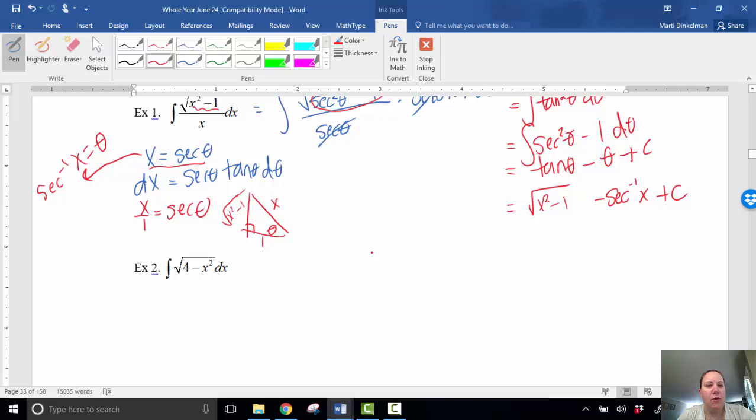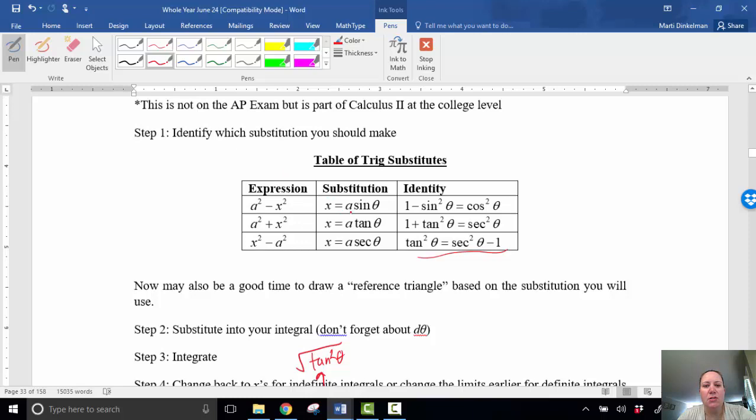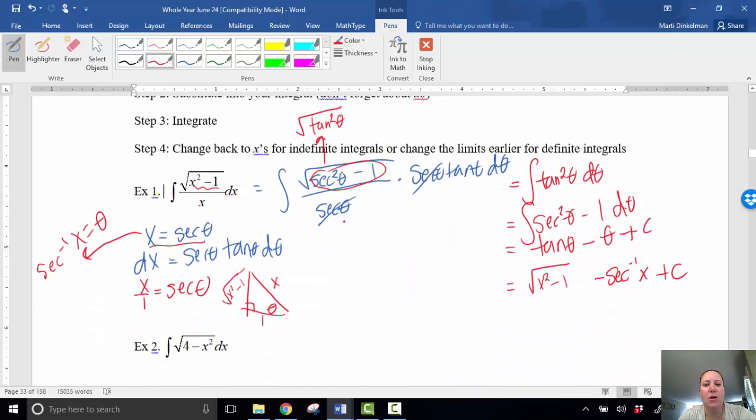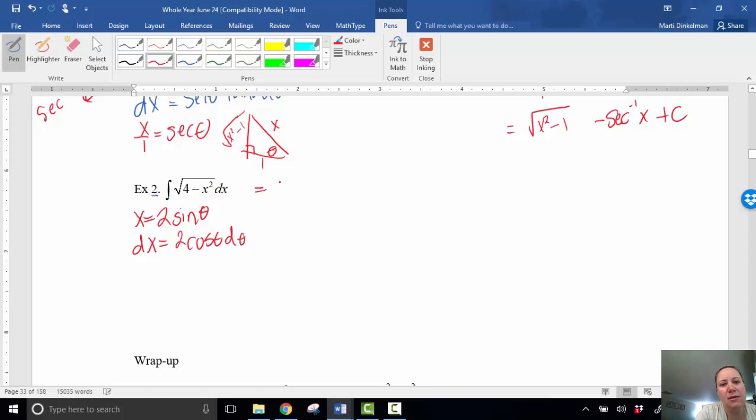Okay, example 2 there, 4 minus x squared. So if we look back up at our table, it looks like we're going to do this one where x equals, not 4, but 2 sine theta in this case, because 4 would be 2 squared. And you're going to see why we want that in this case here. So we're going to go x equals 2 sine theta, and then derivative again, just so we have that. So 2 cosine theta d theta.